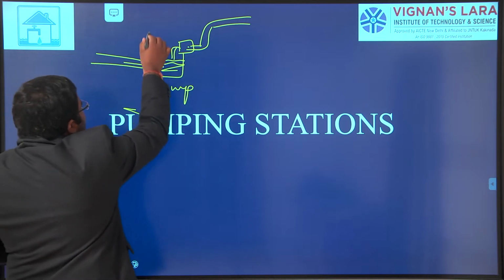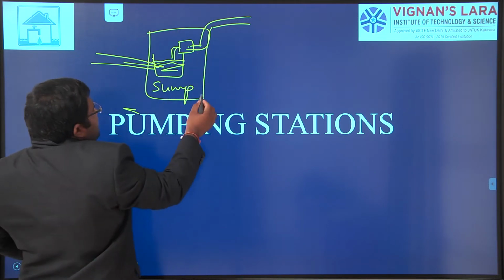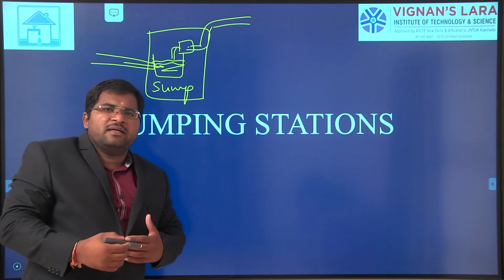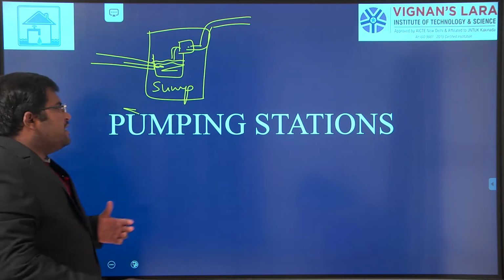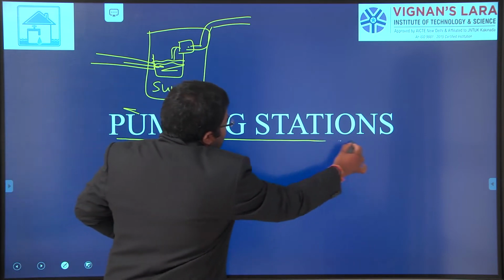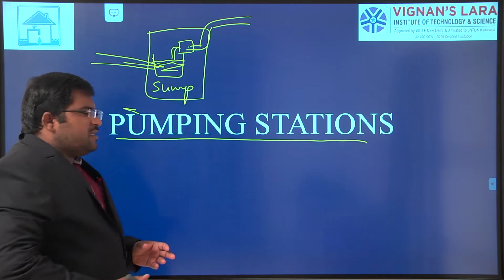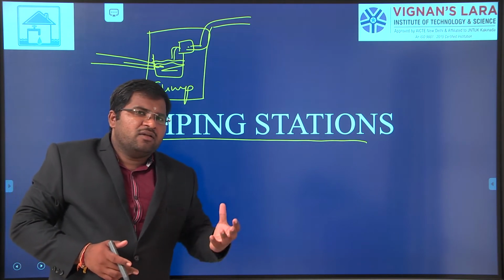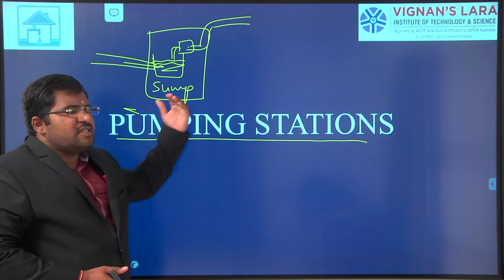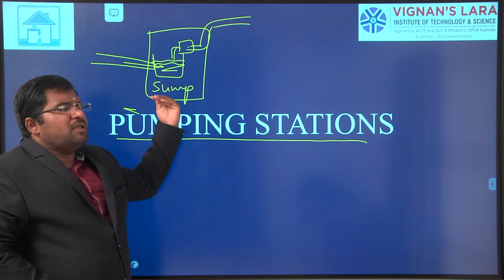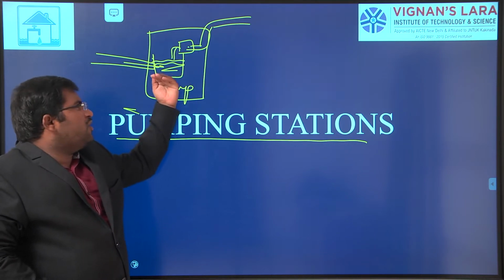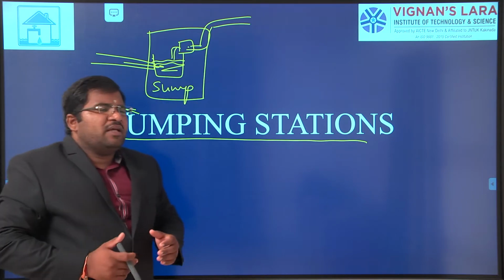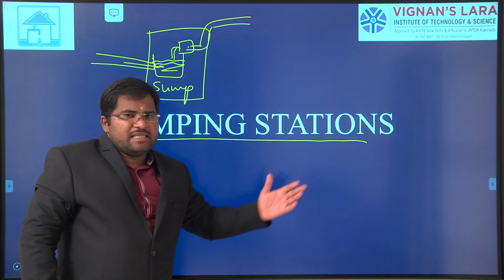The place where we are going to install this sump as well as the pump and other accessories like screens and grit chamber, that place is known as the pumping station. Pumping station is actually a place where we collect the sewage and install the pump, to lift the sewage from the low level area to the high level area. That particular place is known as the pumping station.